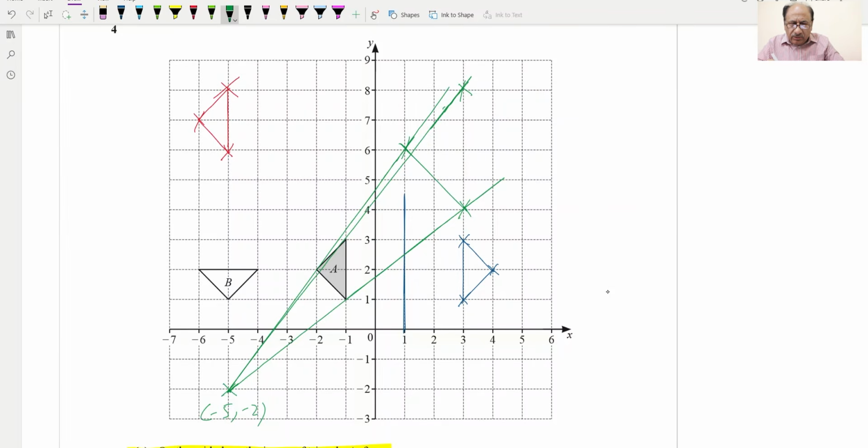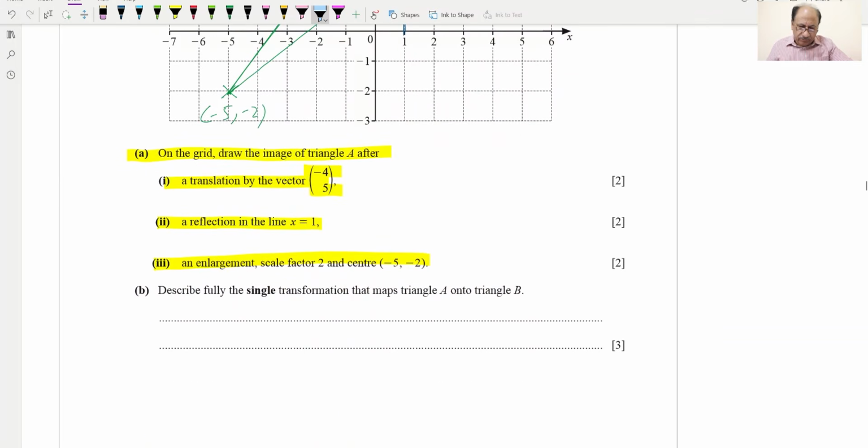Now we can draw the enlarged triangle. This will be our enlarged triangle which we are drawing. If we want, I can shade it for your clarification. It is not required for the exam. I'm shading for your understanding and clarification. Hopefully you understood. This is the shaded triangle.